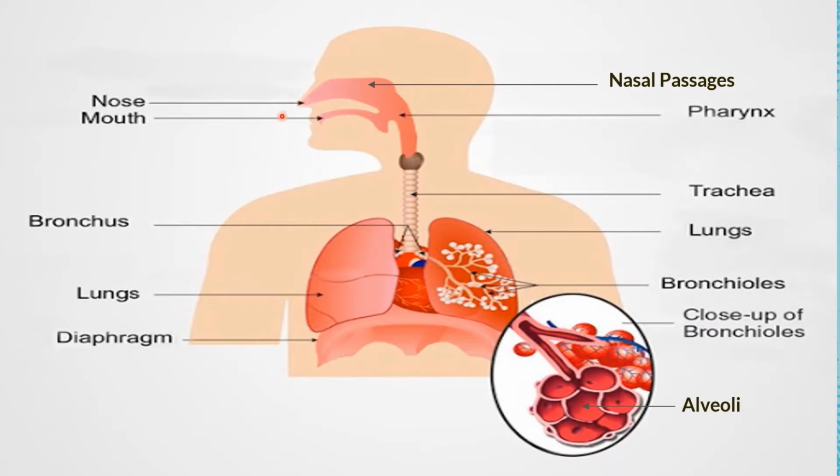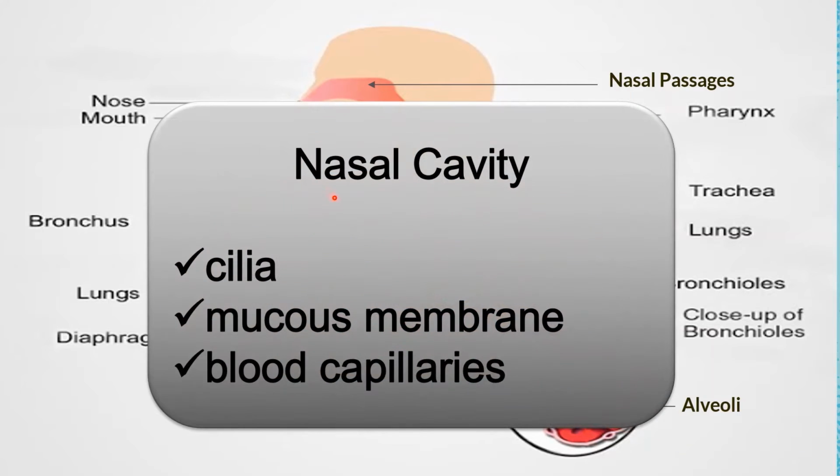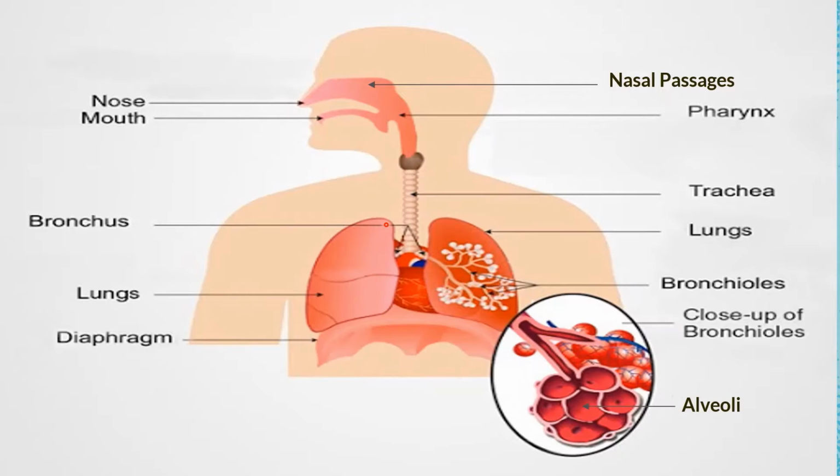The air we breathe enters the nose, then the nasal passages. The nasal passages are lined with cilia, mucous membrane, and blood capillaries. The air we breathe is filtered by cilia, then moistened by the mucous membrane and warmed by blood capillaries. And then, the air will pass through the pharynx or the throat, and then through the trachea or the windpipe, which separates into two branches called bronchial tubes or bronchi.